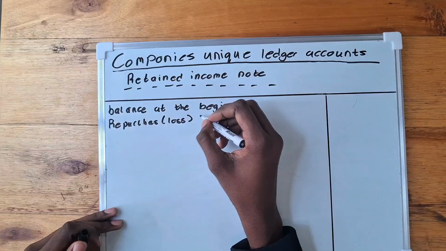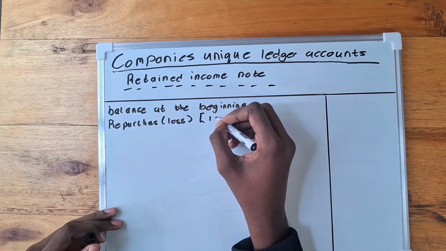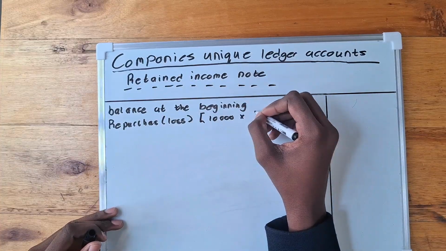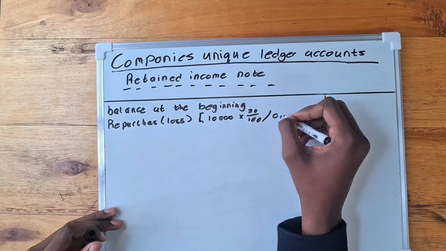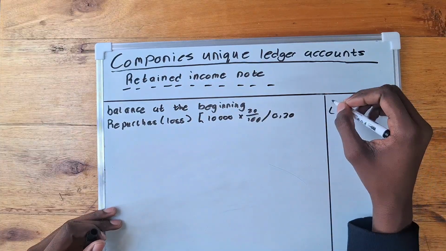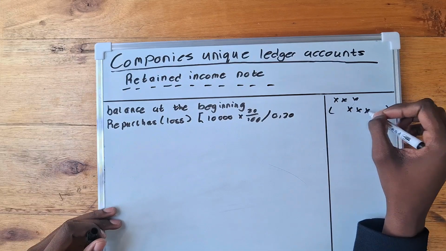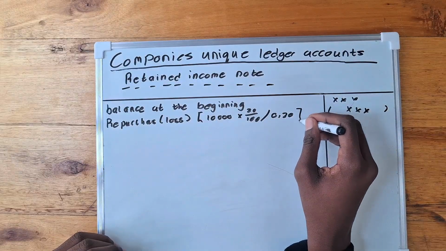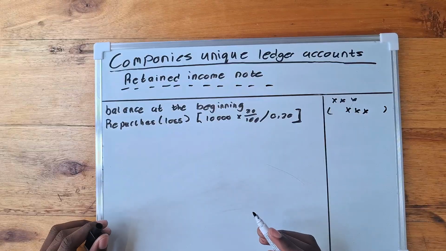When you do this, you will have a short bracket, then maybe the number of shares, maybe it's 10,000. Then if the loss amount is 20 cents, you could either write times 20 over 100, or you could just write times 0.20. Then that will give you the amount for this, which should be in brackets. So the first one is not in brackets, but the second one here, the repurchases, that should be in brackets, right? After you do your calculations, make sure that you close your brackets.